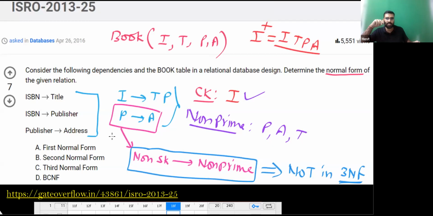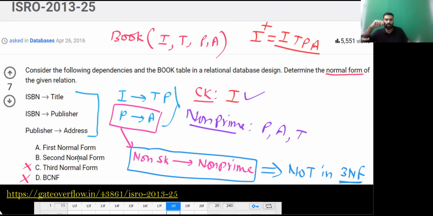So definitely this relation is not in 3NF, so not in BCNF automatically. Because in BCNF, what should happen? In every non-trivial functional dependency, the LHS must be a super key, right? Here you can notice this is a non-trivial FD, and the LHS is not a super key. So this is not in BCNF.